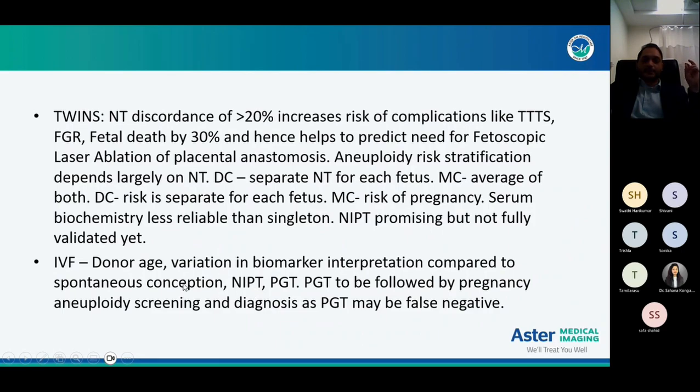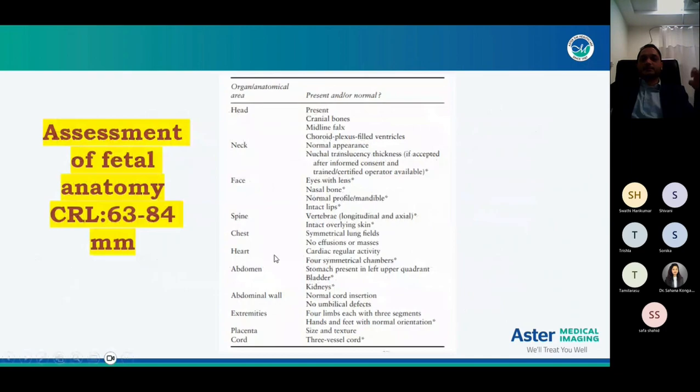NIPT is quite reliable in IVF, and also in IVF pregnancies, the ova may be subjected to pre-implantation genetic testing. There are PGTs, can be PGT-A, PGT-M, PGT-SR. PGT-A is for aneuploidy, M for monogenic disorders, S for structural rearrangements. So even after doing all these and then going for the implantation, there is a risk that the PGT may be false negative. So even during pregnancy, we have to go for aneuploidy screening and diagnosis, even if pre-implantation genetic testing was done.